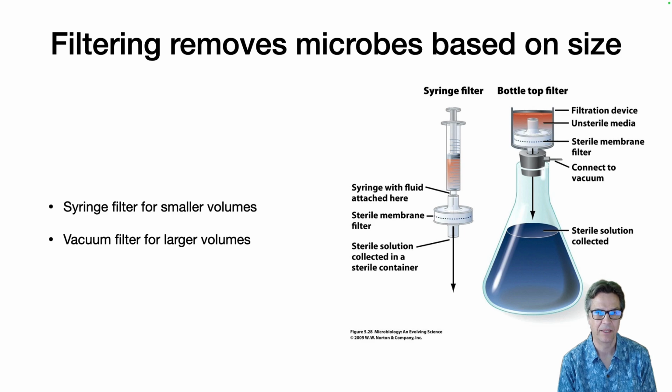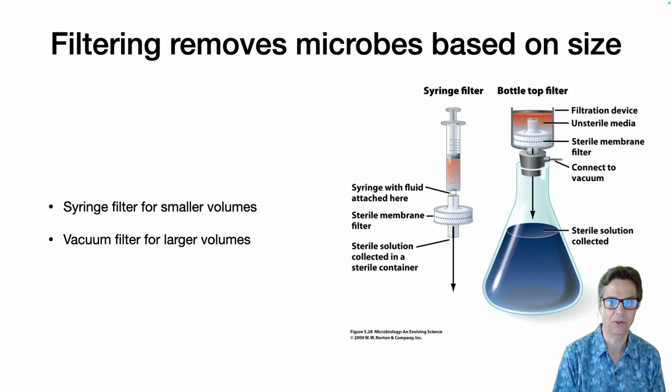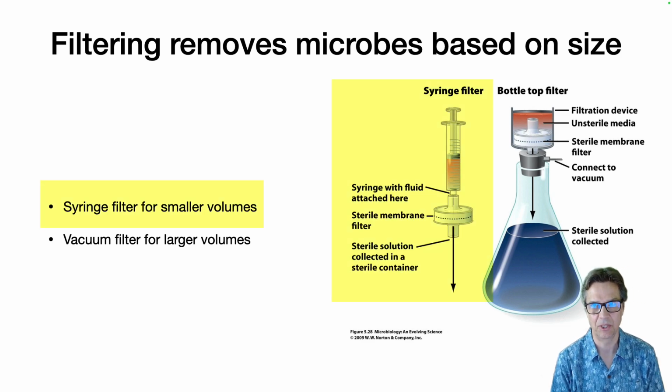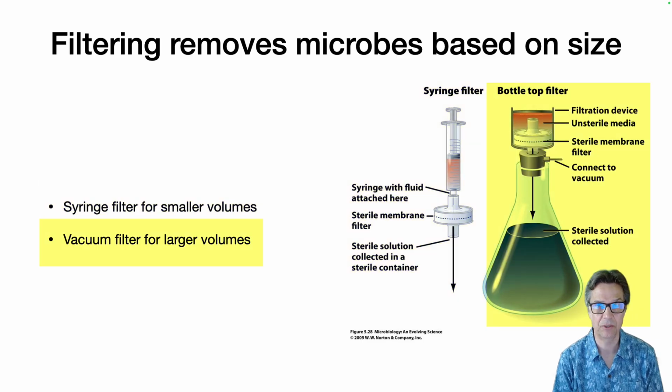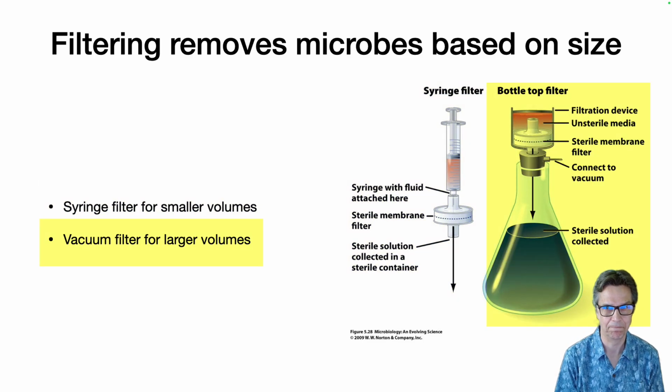In the laboratory, the apparatuses shown at right are useful for filtering solutions. For small volumes, the liquid is pulled into a syringe. A cartridge containing a filter is put at the end of the syringe and the liquid is pushed through. For larger volumes, a vacuum filter apparatus is often handy.